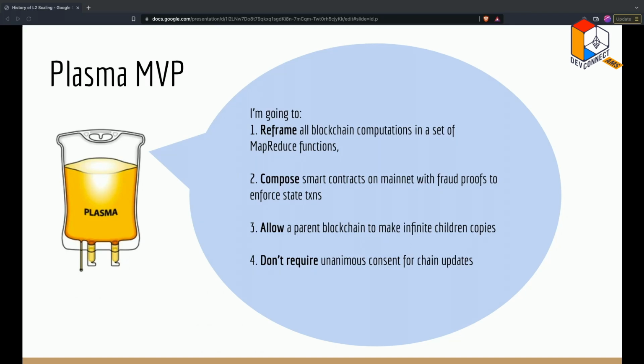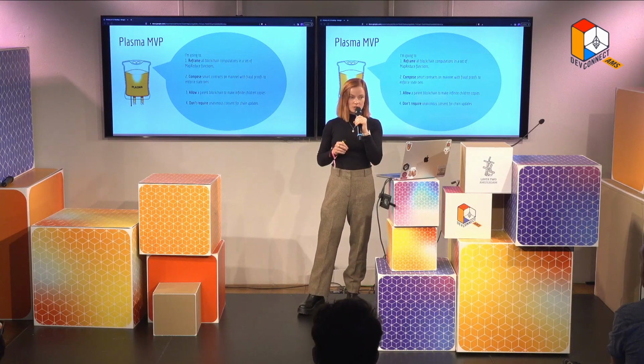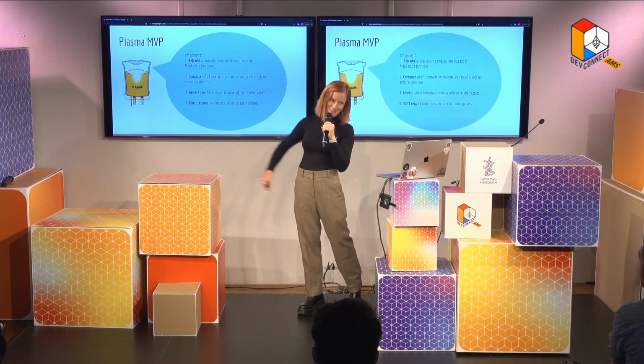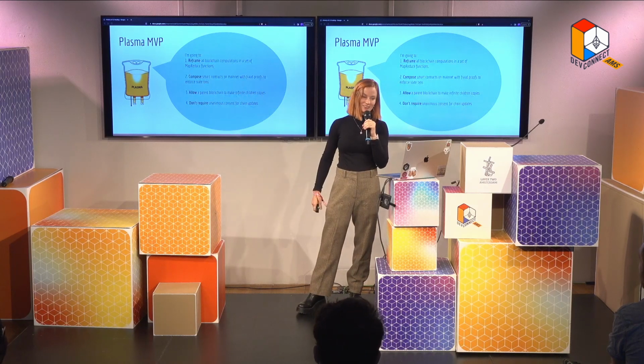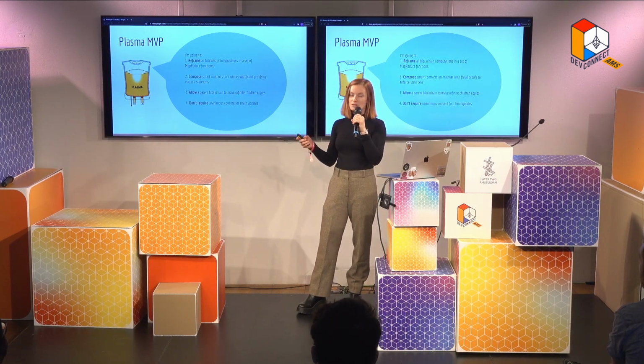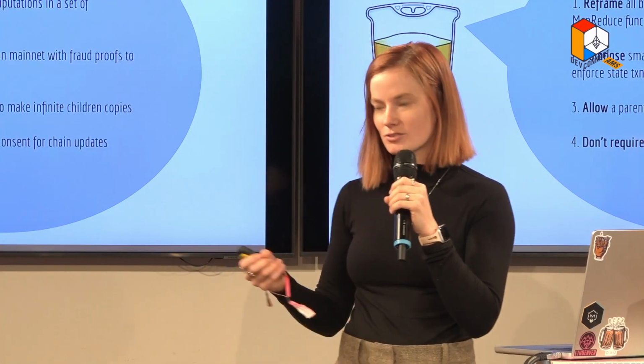Plasma has 4 key components. 1, it reframed blockchain computations as a set of MapReduce functions, which made it a lot more efficient. 2, it allowed for smart contracts to be composed on mainnet with fraud proofs. Fraud proofs also, keep that word in mind. We'll hear it a lot later on. And it allowed a parent blockchain to make infinite children copies of its chain, which of course helps with scaling.